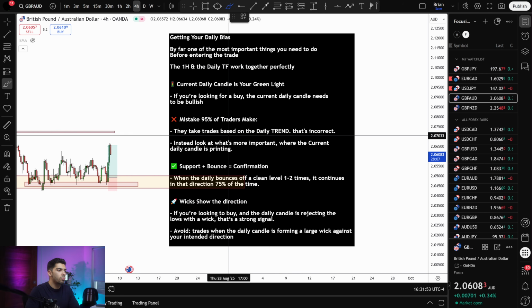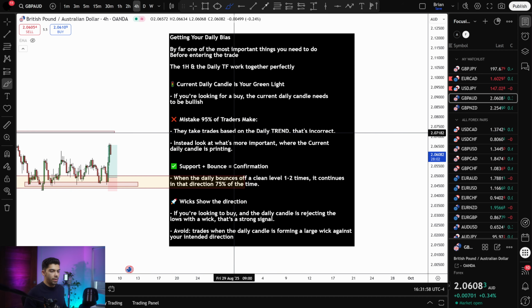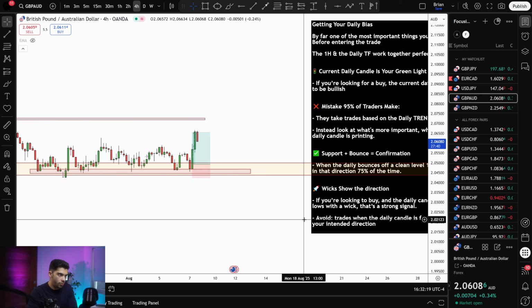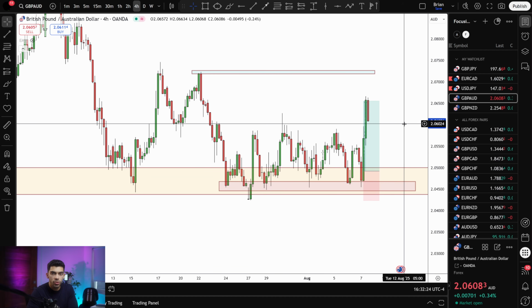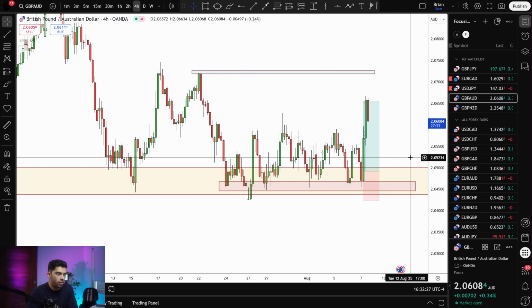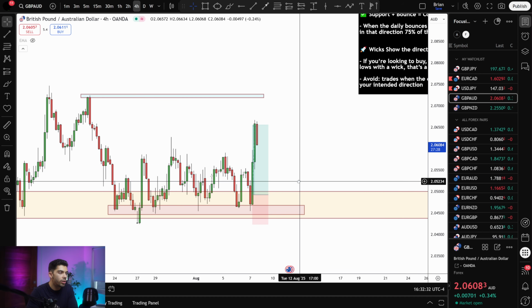Now that you understand that it's more important what the current candle is printing, next let's talk about support and resistance. Because if you get a support bounce or a resistance bounce on the daily confirmation, the market will continue to move in that same direction at least 75% of the time. This is from my experience, what I've seen. If you're at a daily area of support and you actually get some confirmations that it's reacting to it, most of the time the market is going to respect it. Don't automatically buy if the market reaches that daily support, but watch for hints.